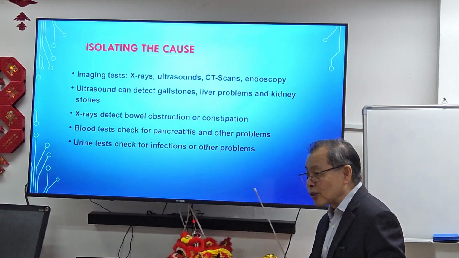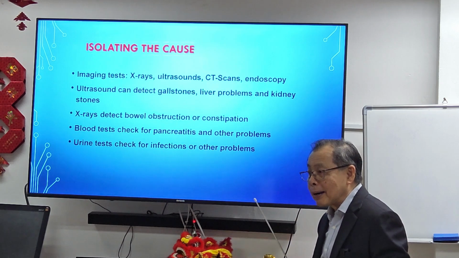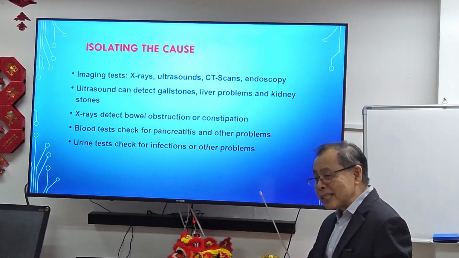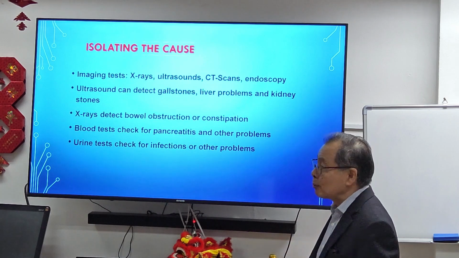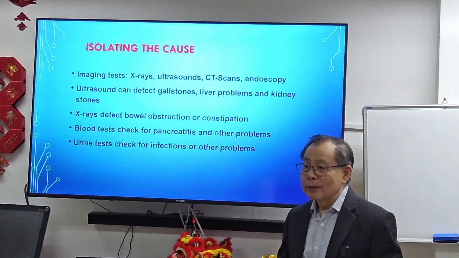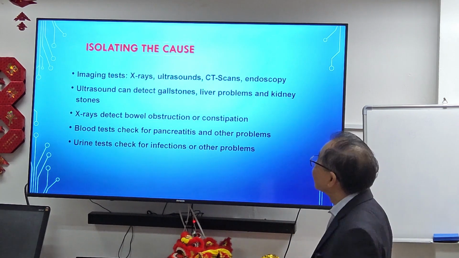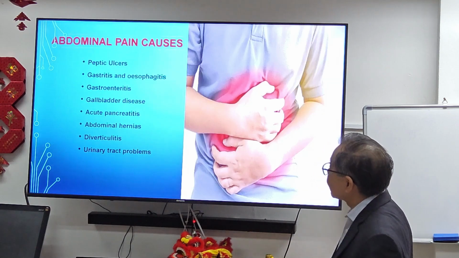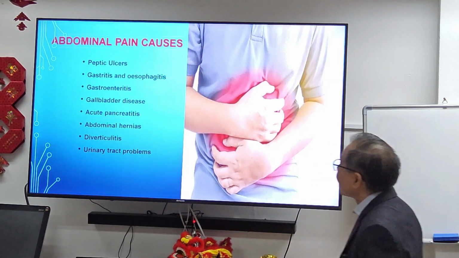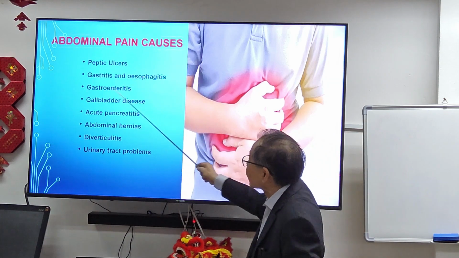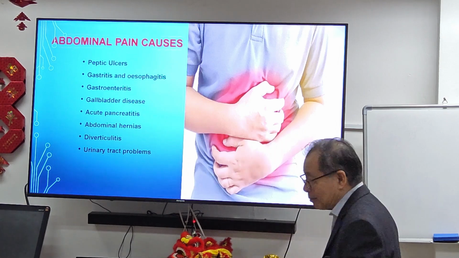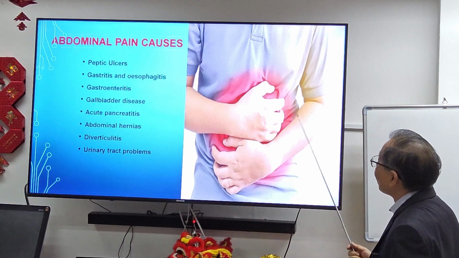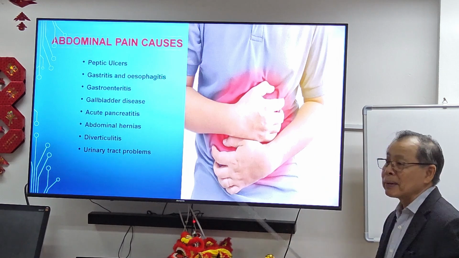The urinary system is also a common place for infection, and commonly the pain is on top here. So these are how we isolate and detect what is the cause of the pain. So these are the things that I will cover. I will cover mainly to do with the stomach, gallbladder, pancreatitis, hernias, and diverticulitis. And you have a very good idea of why you have stomach pain.